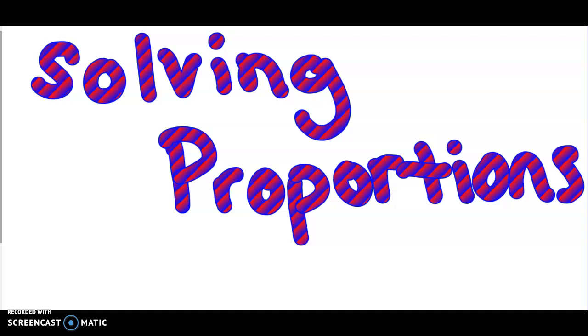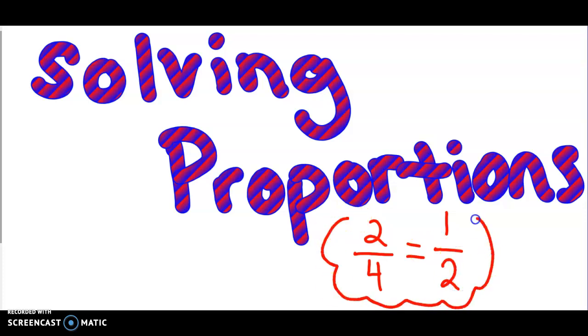In this video, we're going to learn what a proportion is and some strategies for solving proportions. A proportion is a statement that we get when two ratios are equal to each other. So an example of a proportion would be that the ratio 2 to 4 is equivalent to the ratio 1 to 2. This whole equation is called a proportion.